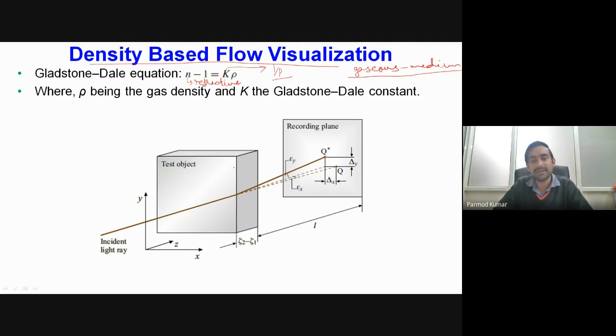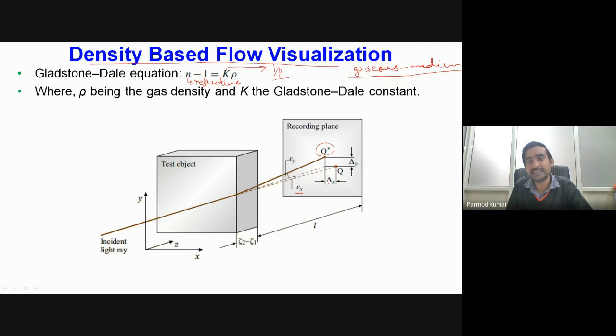Because our ray was passing along the z-axis, if we have a change of refractive index in the y direction as well as in the x direction, that will lead to the deflection. You can see over here, in the y direction the angle of deflection is epsilon y, and in the x direction the angle of deflection is epsilon x. This was the original point where the direct ray without any deflection could have reached, and in actual practice it has gone to some point q dash on the recording plane.